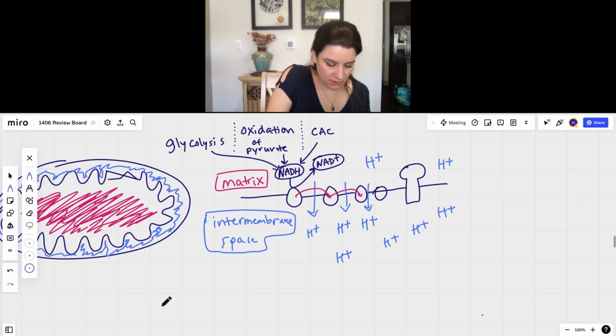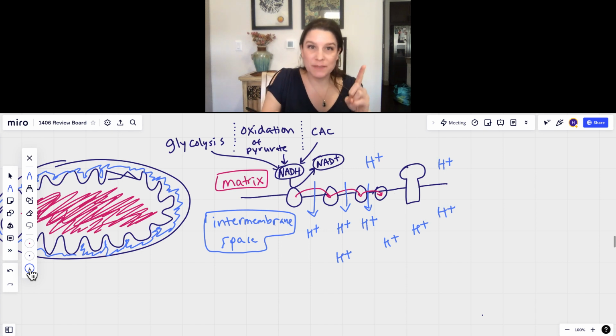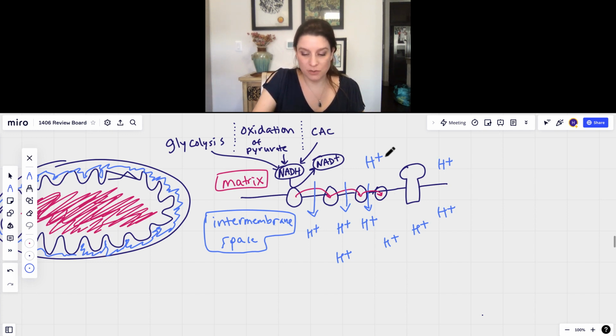So then what happens? Where do the electrons go at the end of the chain? They've got to get taken away. This is the opposite of photosynthesis. So who dropped them off? Water. And what came out? Oxygen. Who's going to pick them up? Oxygen. And what's it going to make? Water. Opposite.